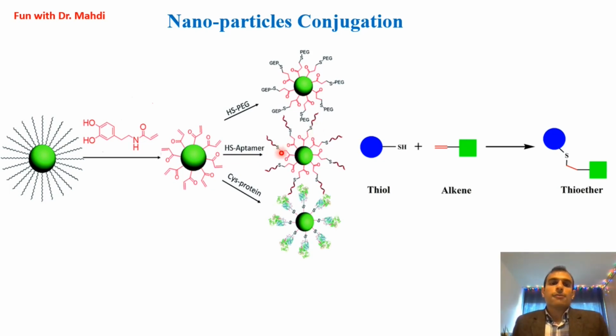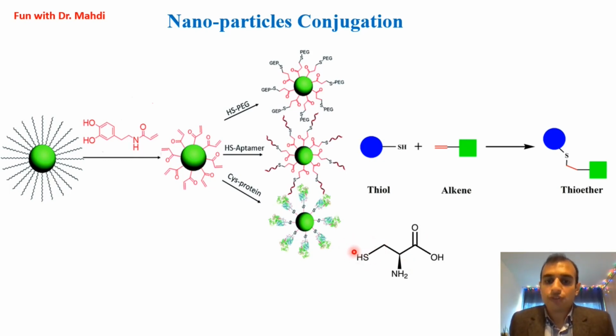Another type of bioconjugation: for example, we would like to have a protein on the surface of the nanoparticle, and in this case, we can use proteins with a cysteine group. Here you can see the structure of cysteine. Cysteine is an amino acid. In the structure of cysteine, we have thiol, and the thiol can participate in a reaction with alkene, and after click reaction, we can have protein on the surface of the nanoparticle. I mean, we have functionalized the nanoparticle with a protein, or we have bioconjugated a nanoparticle with protein.